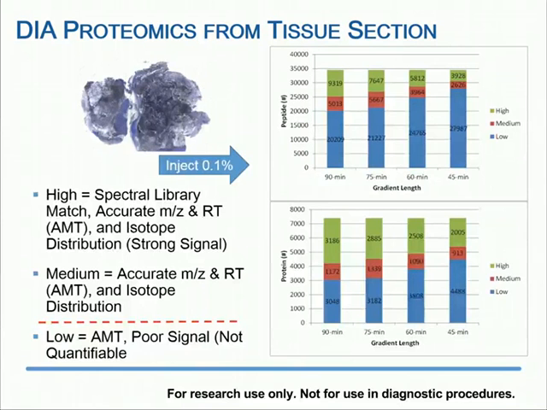So the first application that we wanted to try was to recreate one of the things from Aebersold's group where they'd analyzed individual tissue sections. So we digested a pretty large piece of this breast tumor tissue, injected about 0.1%, and we were able to get quite a lot of content, again, looking at the high and medium matching peptides. And in this case, we're plotting the low peptides, which have accurate mass to charge and retention time, but poor signal, and so they're not really quantifiable.